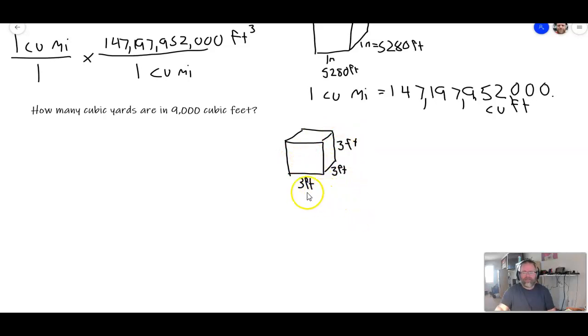So let's go ahead and multiply the length times the width times the height. So 1 cubic yard is equal to 3 times 3 is 9. 9 times 3 is 27. 27 cubic feet. So there is our unit fraction in order to do this conversion. So now when we do the conversion, let's start with 9,000 cubic feet.